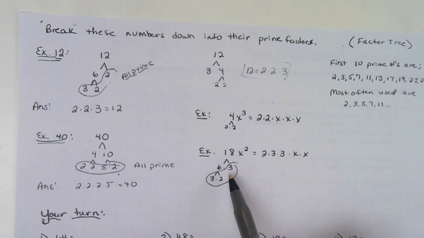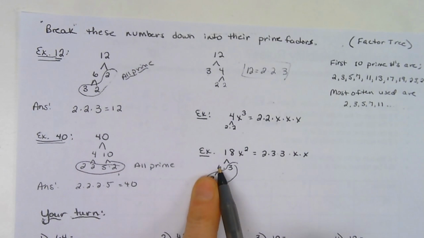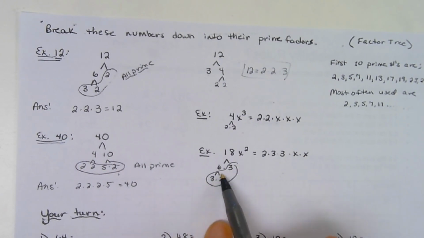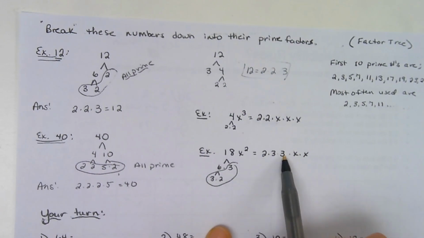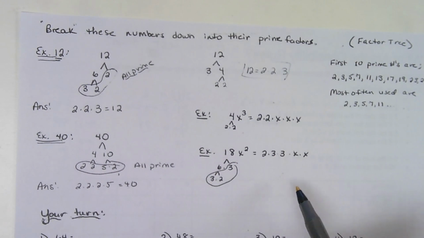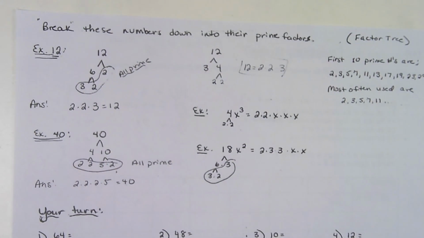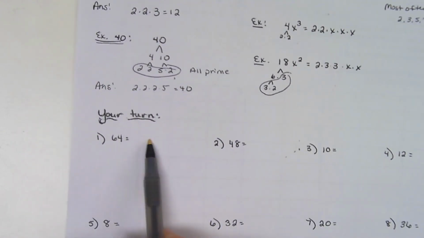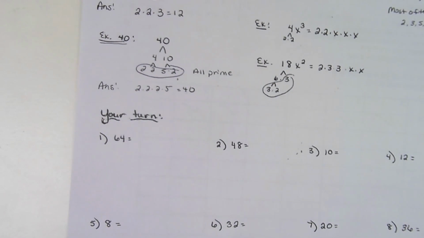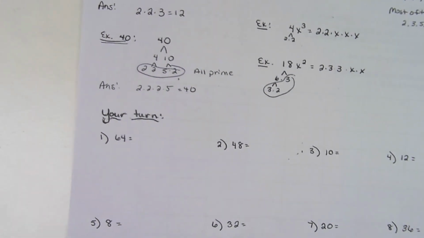And here 18 is broken down into first 6 times 3, and then I can break 6 down into 3 times 2, and now I have 3 times 2 times 3. Those are the prime factors, these ends of the branches. And I rewrote it as 2 first, and then times 3 times 3, and then times x times x. We're going to use this skill tomorrow to learn how to simplify radicals. So please take your sheet here and break these numbers down into their prime factors. I kept them fairly small.